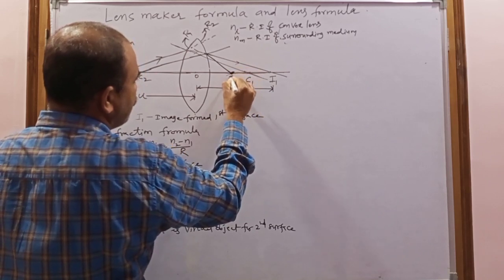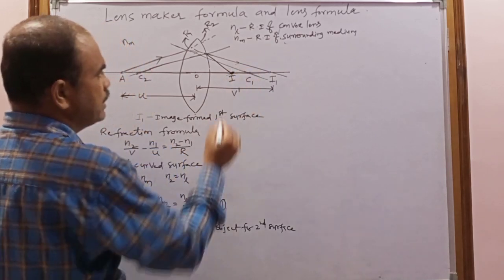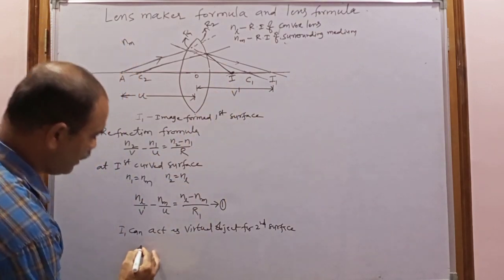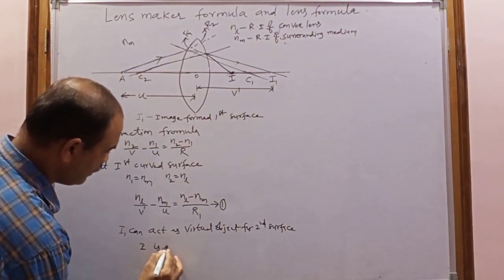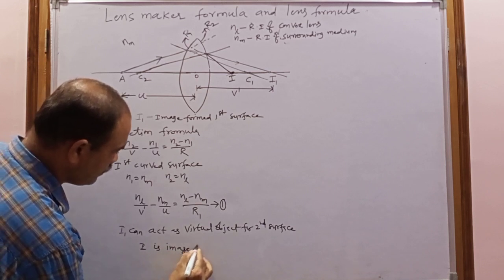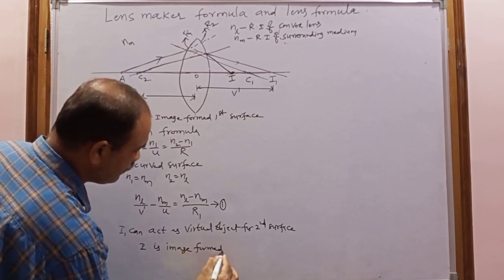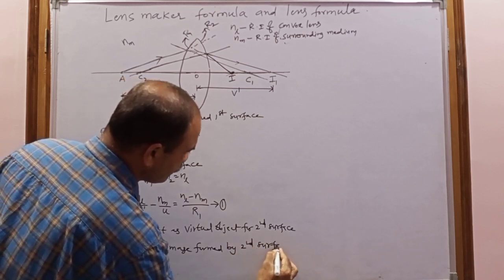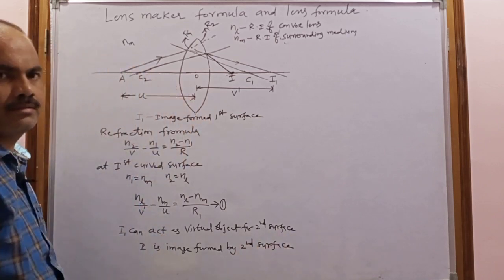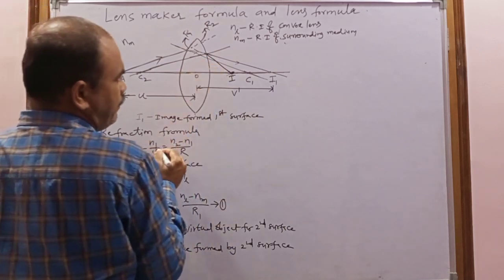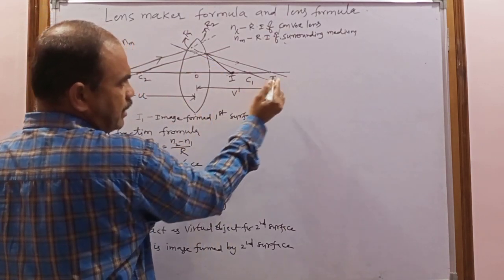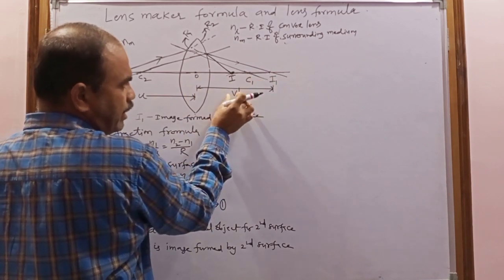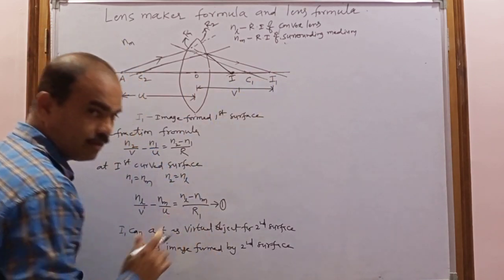Let us consider that this will be the eye. So this is the final image. The eye is the image formed by the second surface. So for the second surface, which is the object? This I1. That's why the distance between the optic center and I1 can be called the object distance for the second surface.